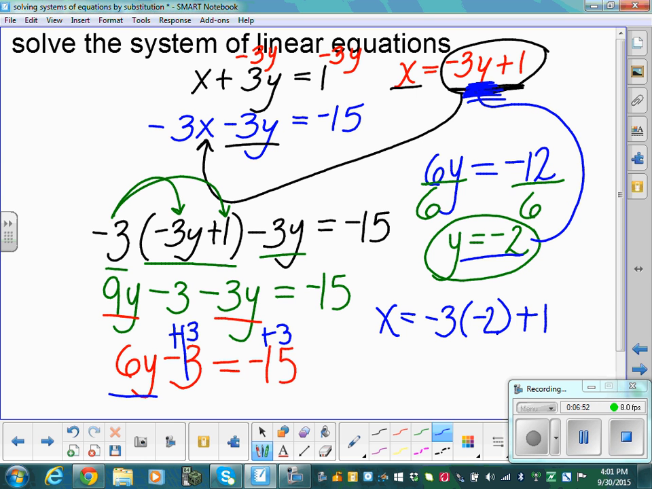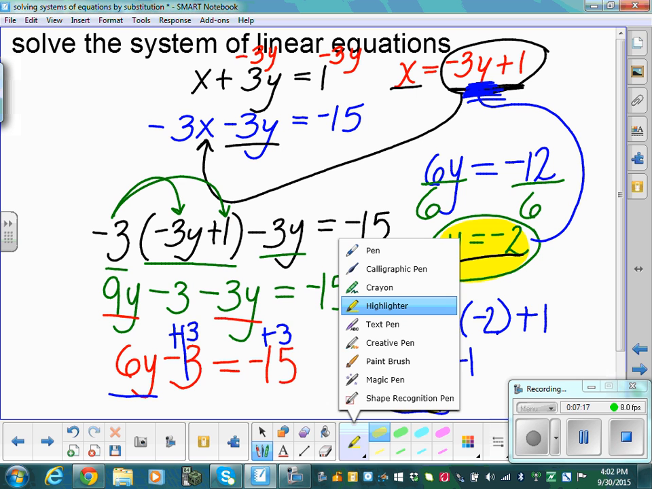All right, if I go ahead and calculate this, I have x is equal to negative 3 times negative 2 is positive 6 plus 1, so we get x is equal to 7. So we found x and we found y. So here are my two answers. X is equal to 7 and y is equal to negative 2.